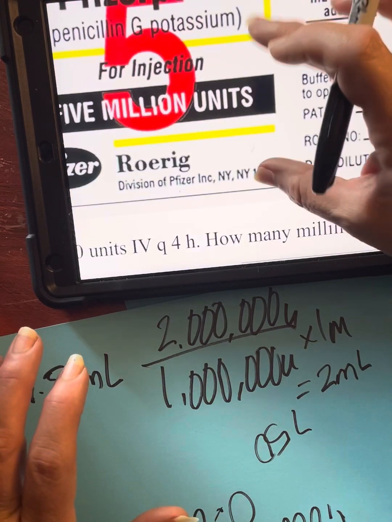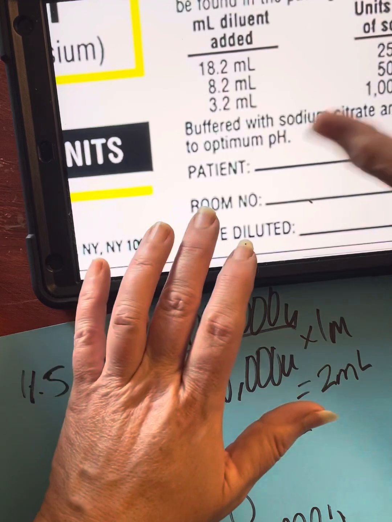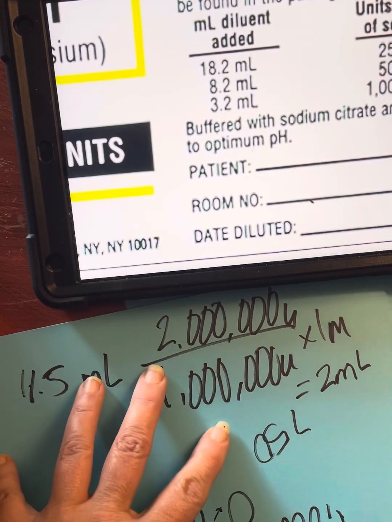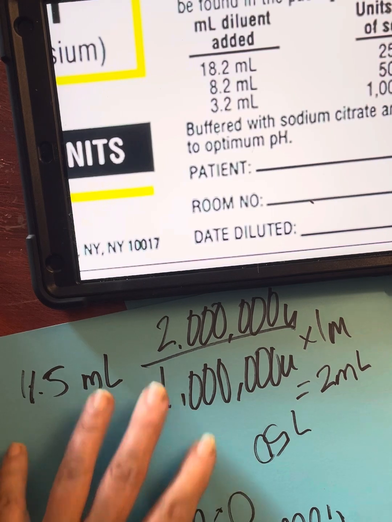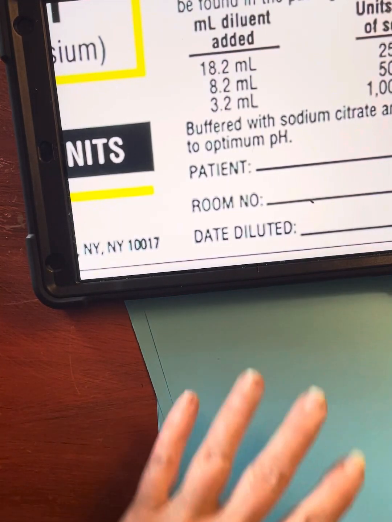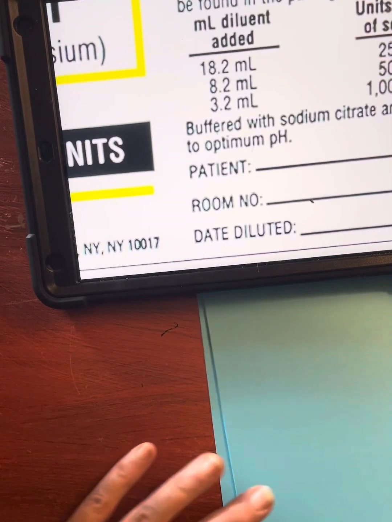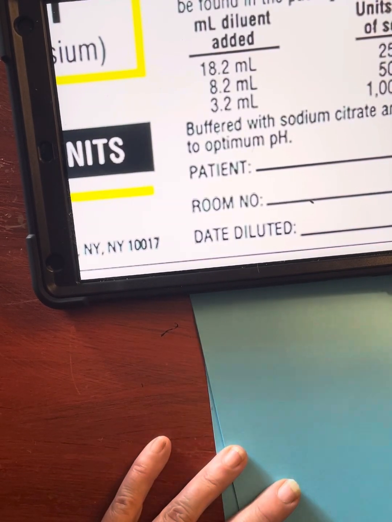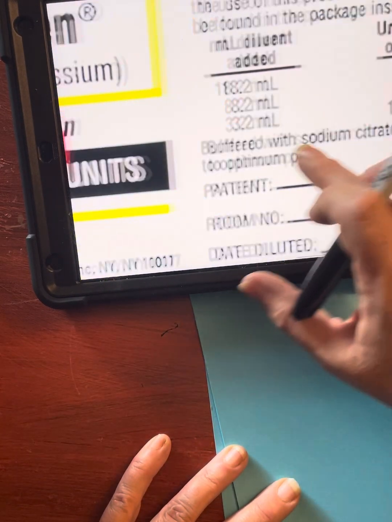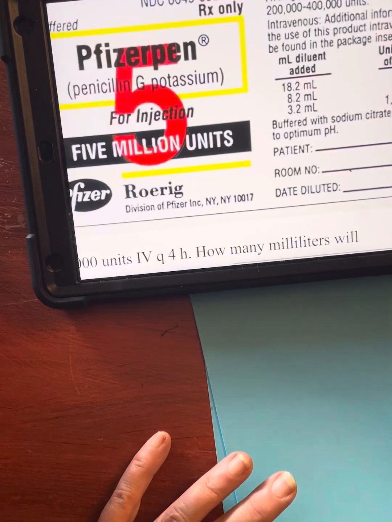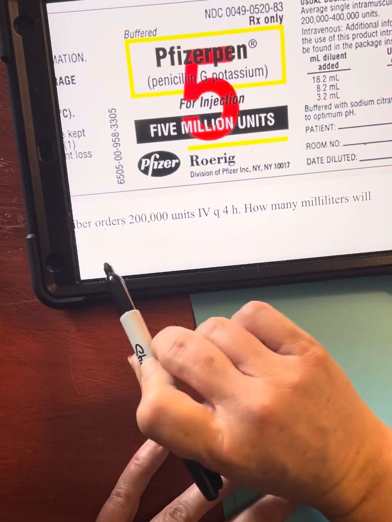How much do you want them to get? 200,000? You could do it to where it was 1 milliliter. Well, that's 250,000. Okay. I mean, you could do it real thick, but on this problem, we end up using 18.2 milliliters to reconstitute a strength of 250,000 units. That's what we have on hand.